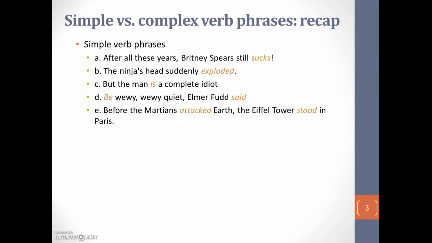So here we have simple verb phrases, and you can see that we have orange verbs in all of the examples. Right, so we have long sentences here. Some of them have more than one clause, but we just have one main verb in each of the clauses. So in the first one, after all these years, Britney Spears still sucks. We have sucks there, which is the main verb, and it's finite, and it shows verb concord with the subject, which is Britney Spears.